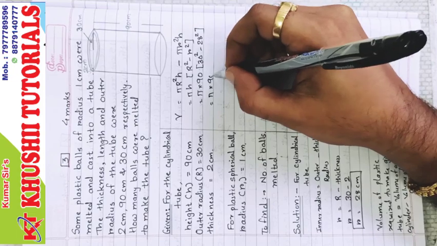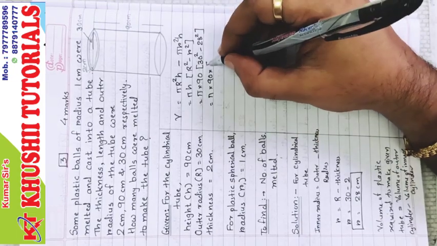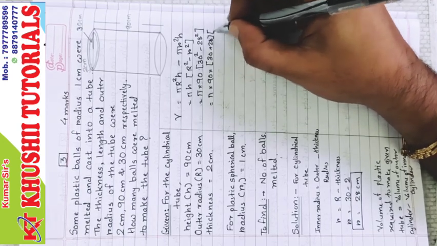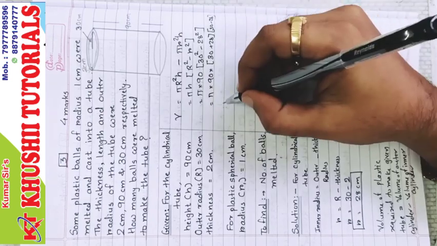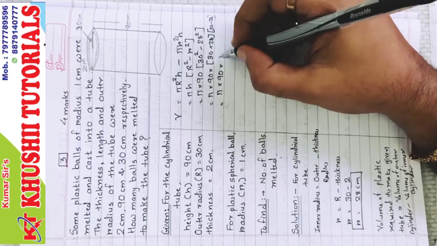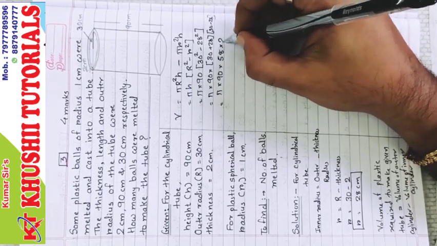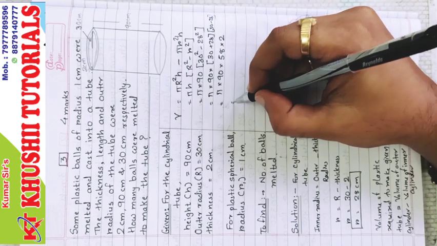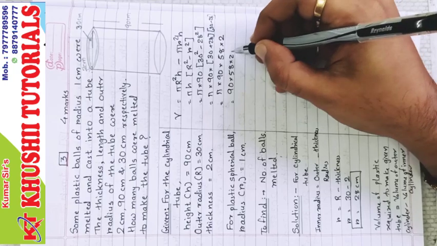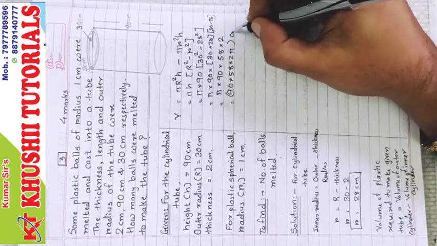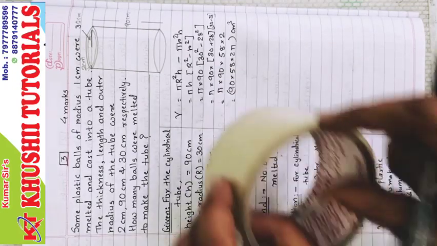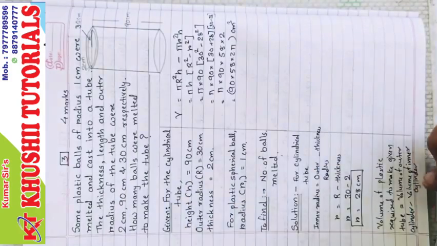Pi into 90 into 30 square, we know 900 we can write, but I will write 30 plus 28, 30 minus 28. So pi into 90 into 58 into 2, correct? So finally 90 into 58 into 2 pi centimeter cube, that is the volume of the plastic which is required to make such hollow cylinder.